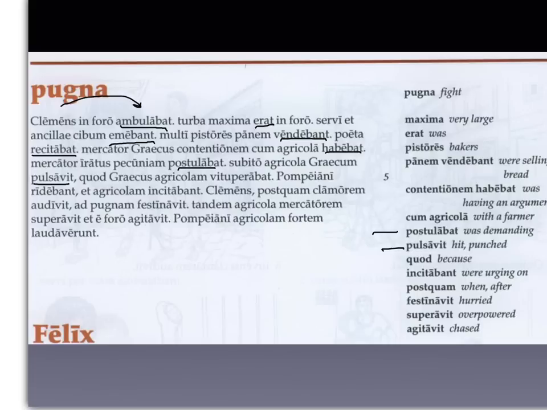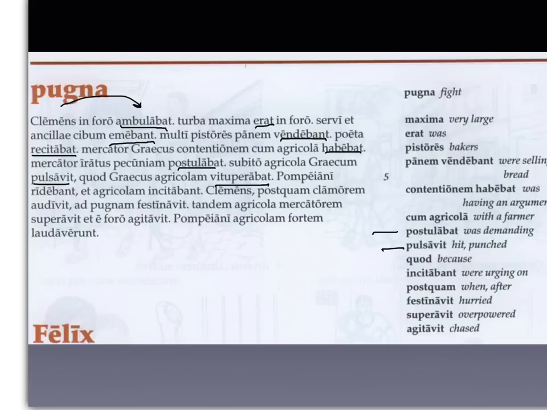Quod, because. And then in this second half, I have a new subject, a new verb, and a direct object. Graecus is my subject because the Greek. Then we have our verb, vituperabat, which has that be, so I know it's imperfect. Someone was verbing. So the Greek was, vituperabat means to curse. So because the Greek was cursing the farmer, the agricolum, and I know that agricolum is my direct object because it has that M. So let's put it all together.